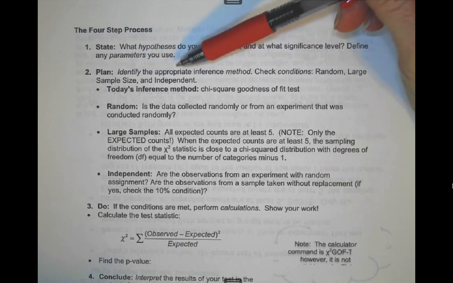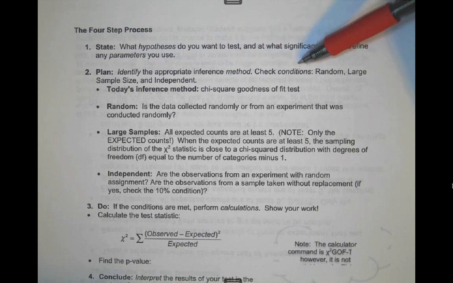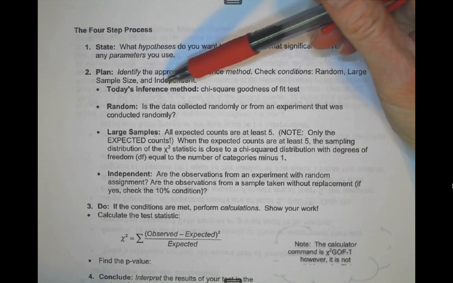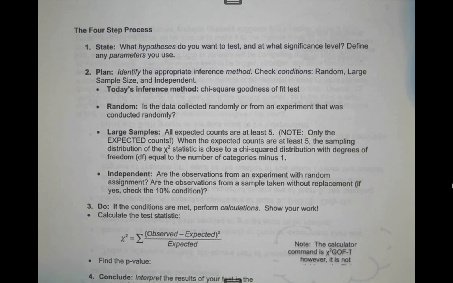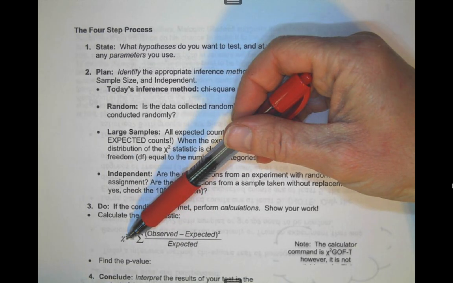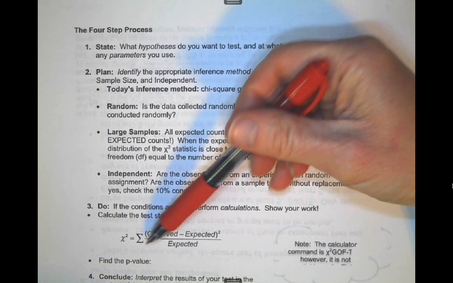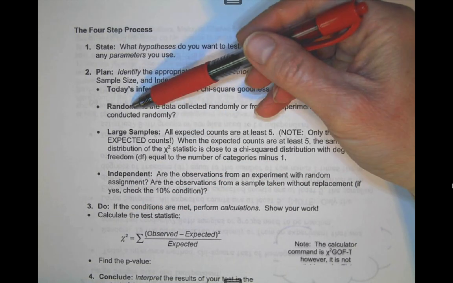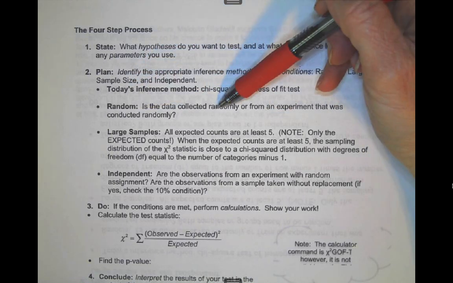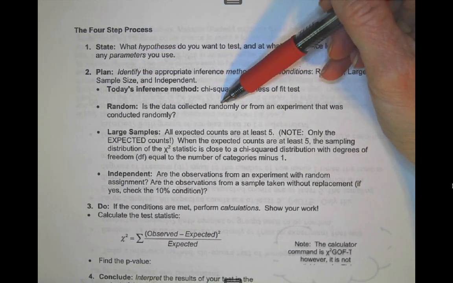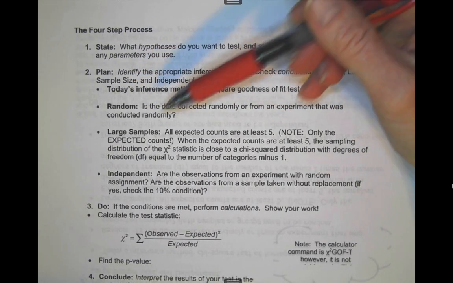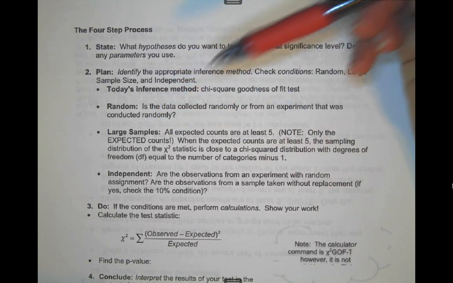Plan: identify the appropriate inference method. Check your conditions. We have random, large sample size, and independent. We don't have the normal check here. This statistic does not follow the normal curve. This statistic follows the chi-squared. So this check is a little bit different. The random checks are familiar. Is it a random sample or is it a random assignment? The large sample check, like I said, there's no normal check here.